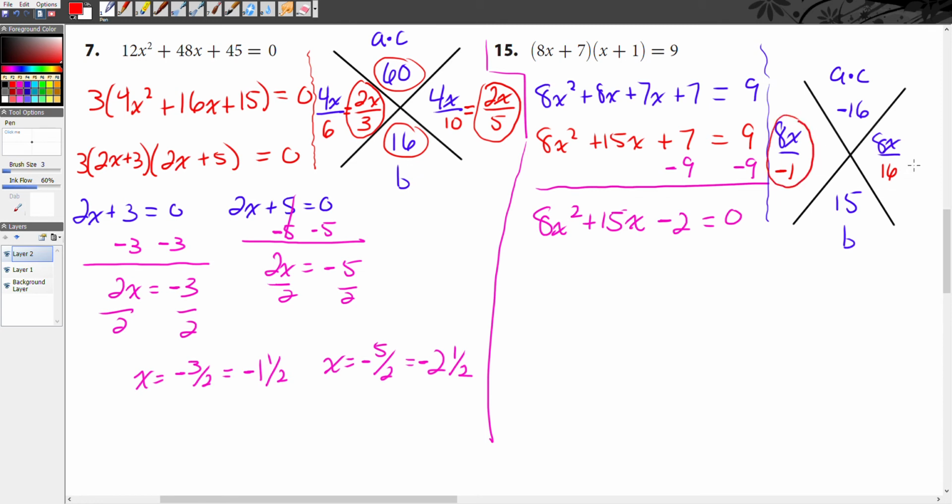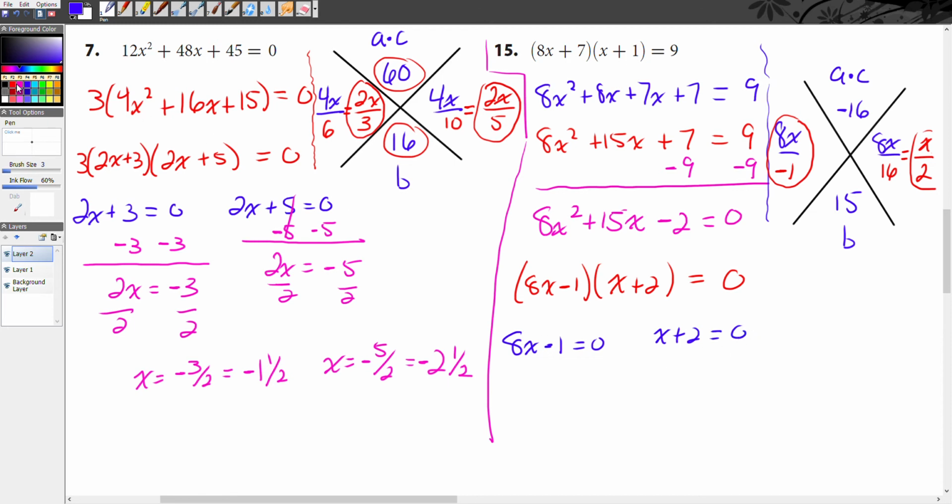Now 8x over negative 1, that's already in simplest form. And over here 8x and 16 can be divided by 8, making this x over 2. And that's going to be my other binomial. All right? So when we factor this, 8x minus 1 times x plus 2 equals 0. Now we set our two binomials equal to 0. 8x minus 1 equals 0, and x plus 2 equals 0.